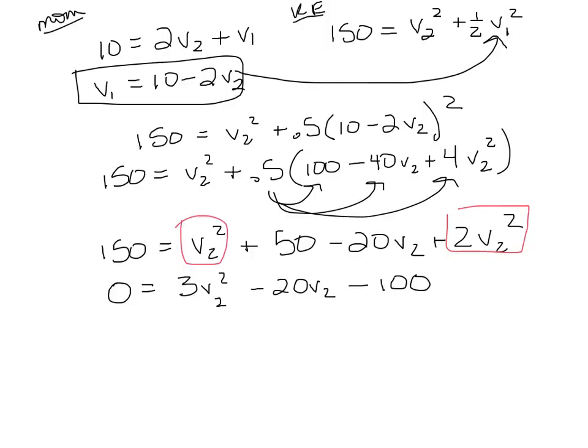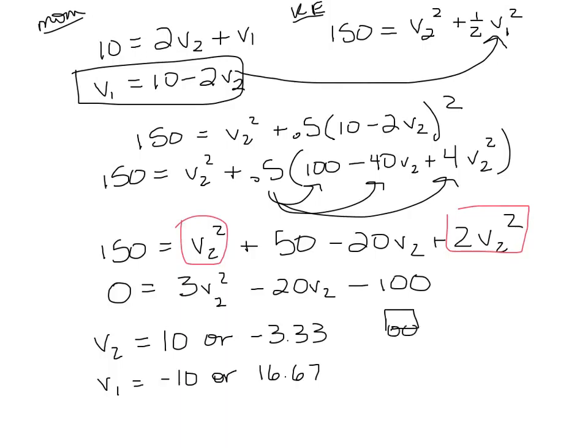So we get two answers for V2 since it is a quadratic equation. We have V2 is 10 or negative 3.33. Okay, so now let's think about which answer makes sense. If we use 10, then we find out that V1, plugging 10 in, is going to be negative 10. Okay, using the negative 3.33, we find out that V1 is going to be 16.67.